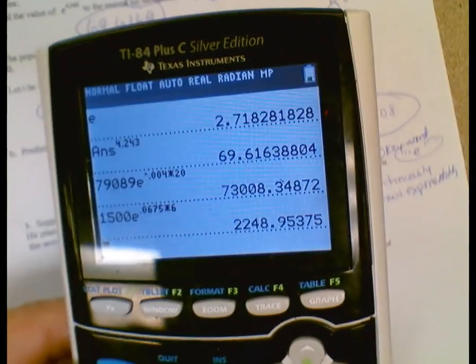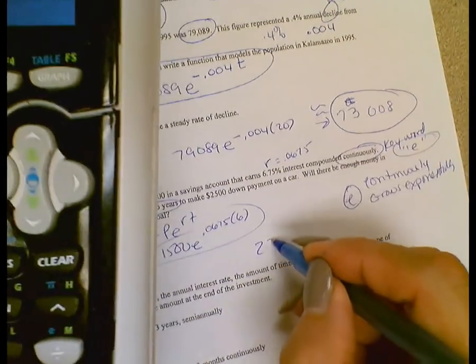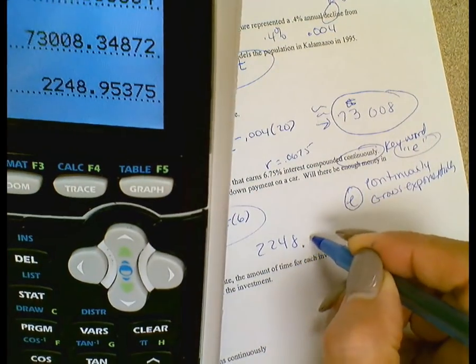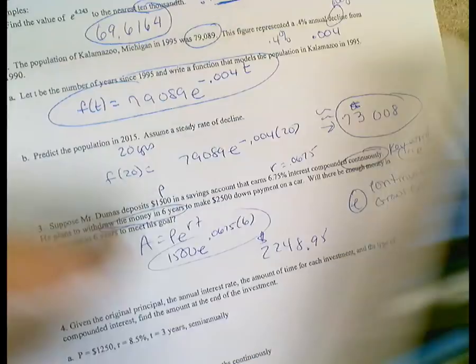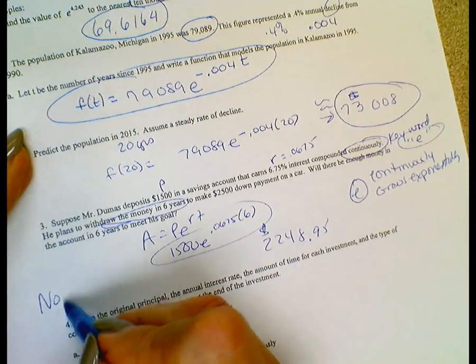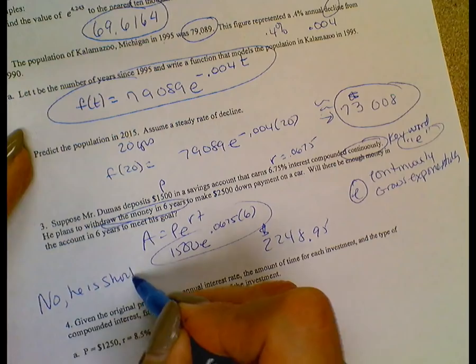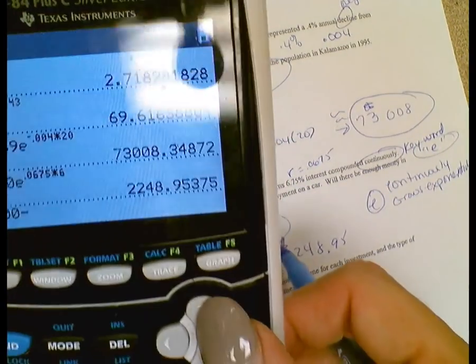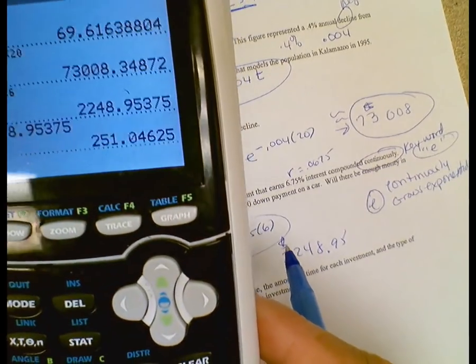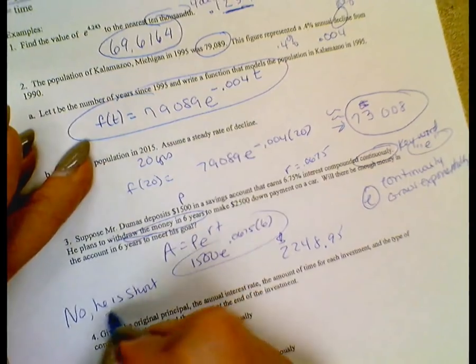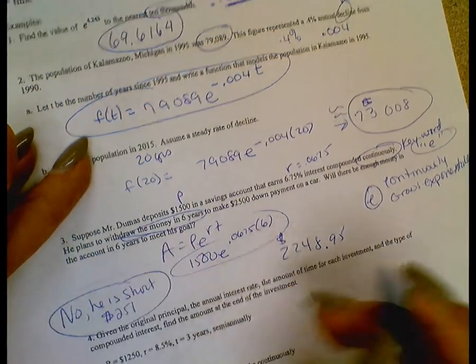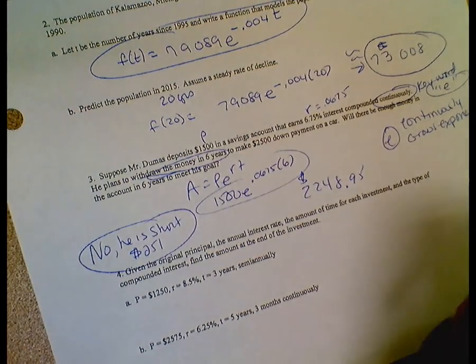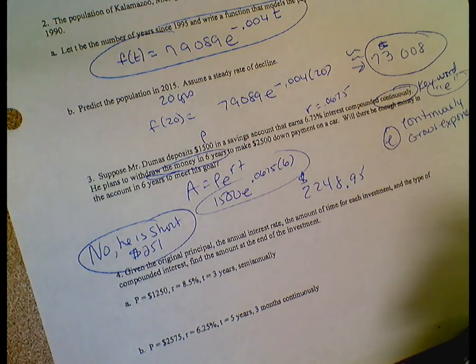What is he going to have? It says he'll have $2,248.95. So nope, he's short money. Say nope. He is short. 2,500 minus previous answer. He's short about $251. That's what you would say. He's close, but he doesn't have enough for his down payment. So looks like he's going to go a 7th year. He's going to keep his money in there a little bit longer.